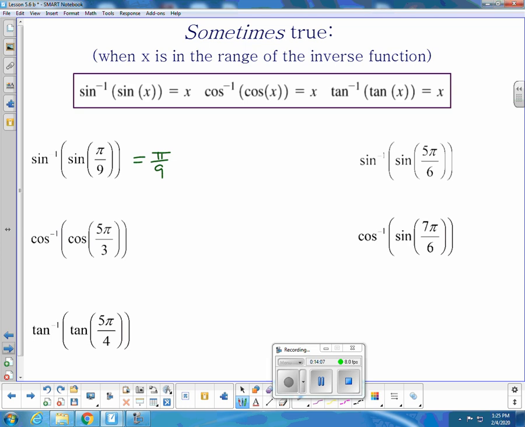Cosine 5 pi over 3. Let's see where 5 pi over 3 is. 5 pi over 3 is here. Is that between 0 and pi? No. So if it's cosine inverse, doesn't that angle have the same cosine as 5 pi over 3? Yes. What is that angle? Pi over 3.